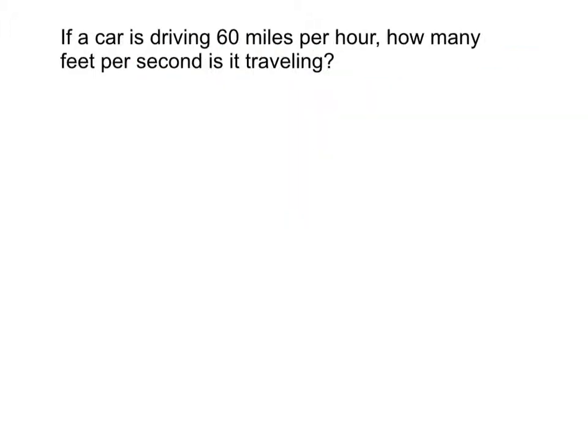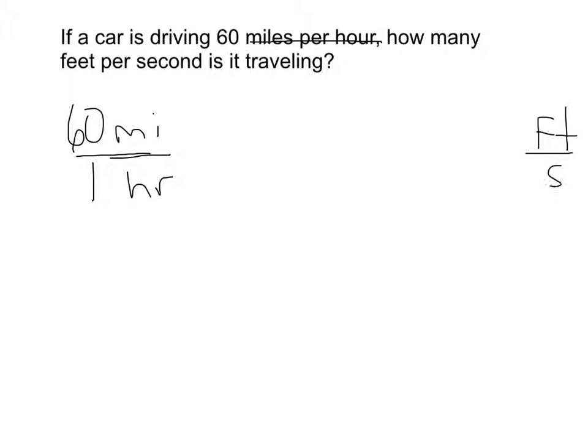Okay, so for this question, it's asking us if a car is going 60 miles an hour, how many feet per second is it traveling? Alright, so this one's a little bit different because instead of our beginning unit just being miles or feet or yards or something like that, it's miles per hour. Per basically just means divided by. So 60 miles per hour is our beginning unit. Our final unit is going to be feet per second.